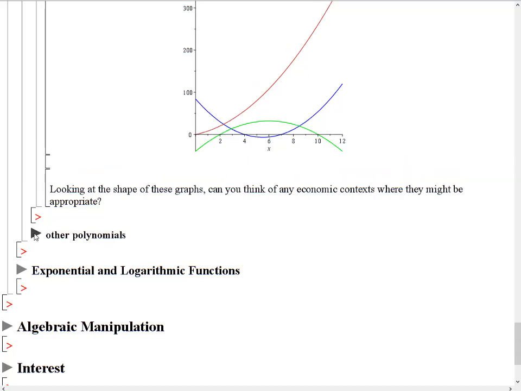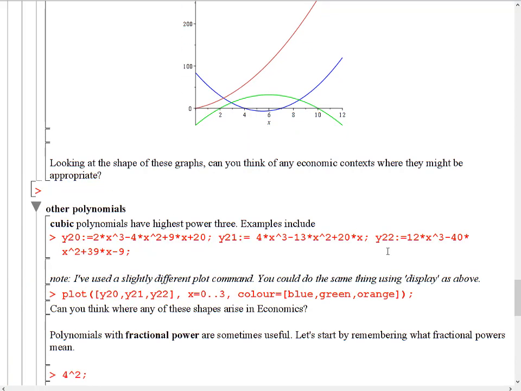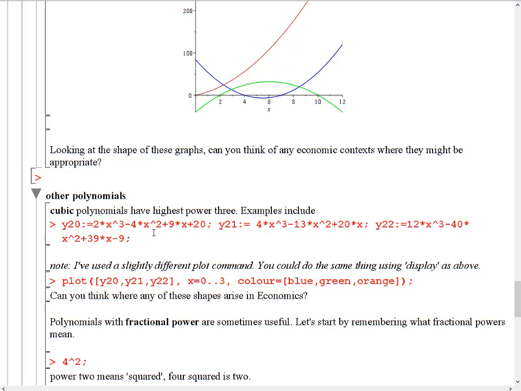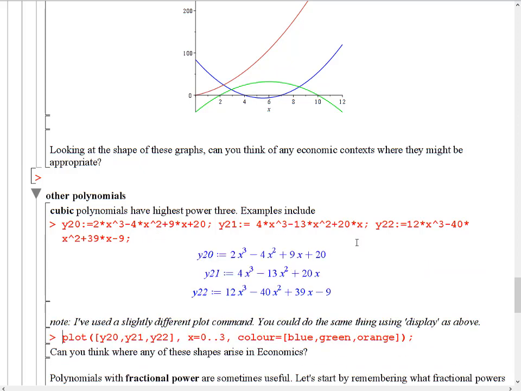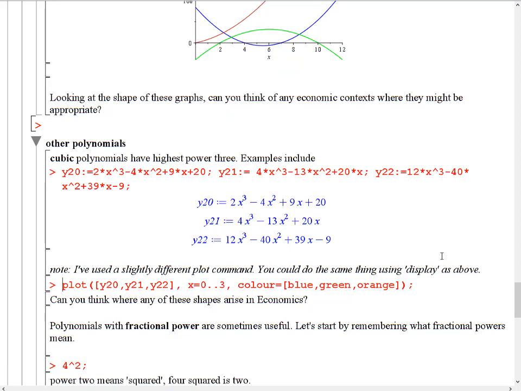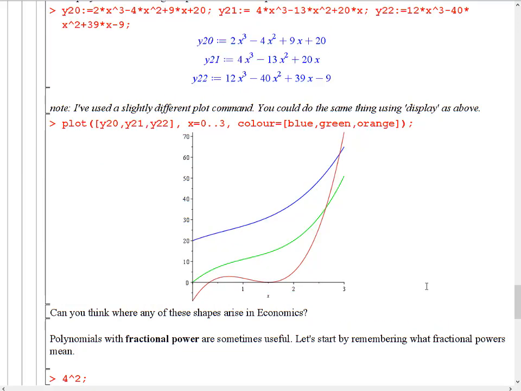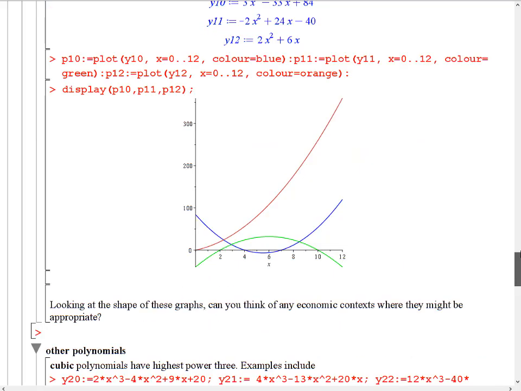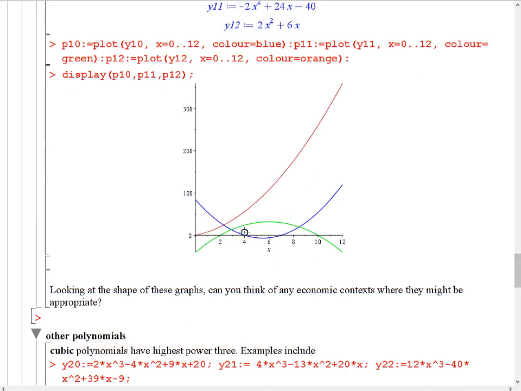Now we have a quick look at some other kinds of polynomial. First of all, cubics, which follow on from quadratics because cubics have the highest power 3. So there are some examples of cubics. The highest power is 3. Let's plot some of these, and you get this kind of shape. You might like to compare that to the quadratic shape, which is just a simple U shape or an inverted U.